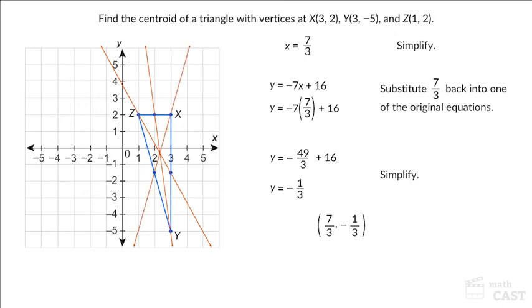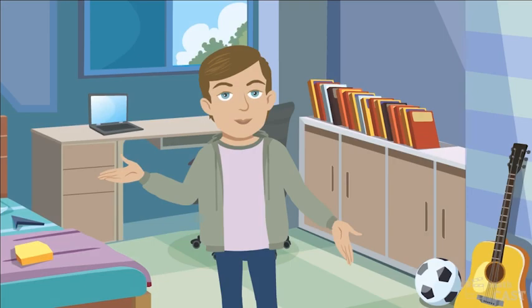The median from vertex X must also go through the centroid. You can see it drawn here. Today, we found the centroid of a triangle.